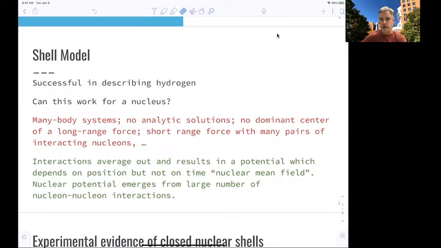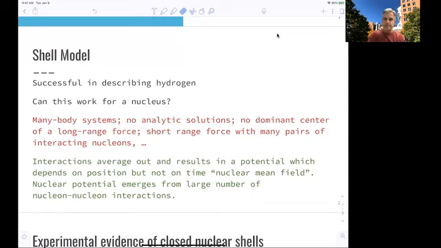First of all, you probably remember shell models from atomic physics, and shell models are very successful in describing hydrogen, for example. The question is, can this also work for the nucleus? After all, a nucleus is a many-body system, compared to hydrogen, where you have a proton and an electron circling around. There are no analytic solutions like the Schrödinger equation. There's no dominant center for a long-range force, like the proton has been the dominant center. And we have short-range forces with many pairs of interacting nucleons. And I can continue the list of difficulties.